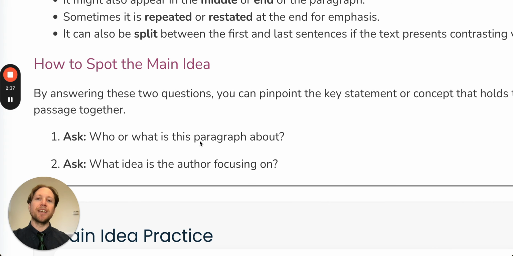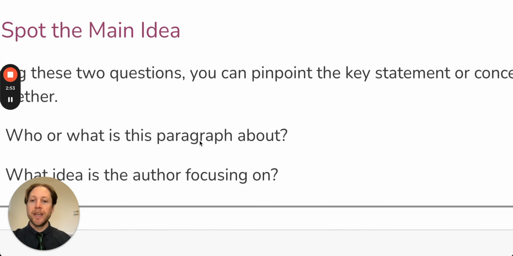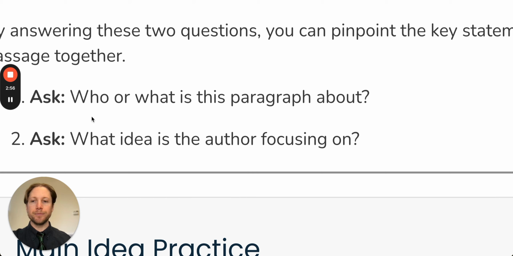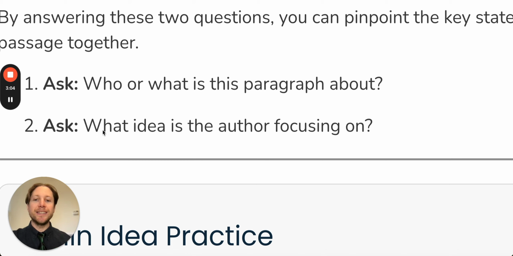Now you might also be asking, how exactly can you be sure of what the main idea is in a text passage? I've written 2 different questions to ask yourself, to keep in the back of your head while you're reading a text passage while taking your exam. The first one, while you're reading, ask yourself, in general, who or what is this paragraph about? Secondly, ask yourself, what idea is the author focusing on? So after you read a passage, just in a sentence, maybe even in a phrase, you can state to someone else or just yourself, what is this about?